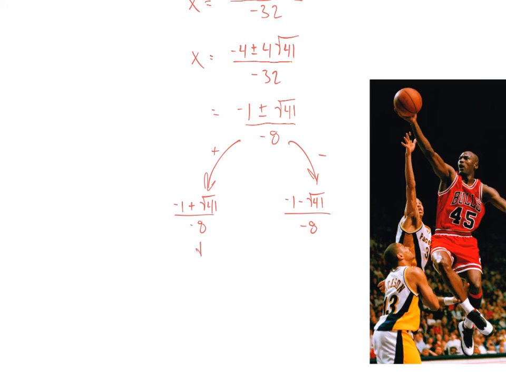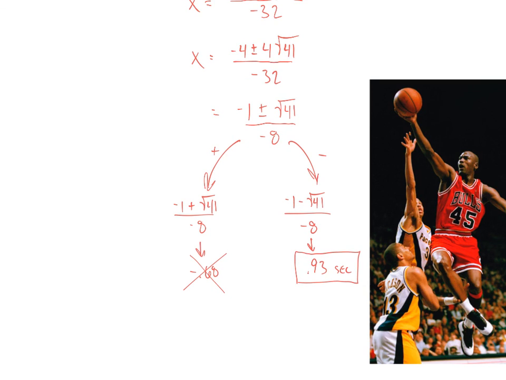So when we do that, you should get negative 0.68 out of the positive answer, and you should get 0.93 from the negative answer. Remember, we have to get rid of the negative one because we're talking about time. So our answer is 0.93 seconds.